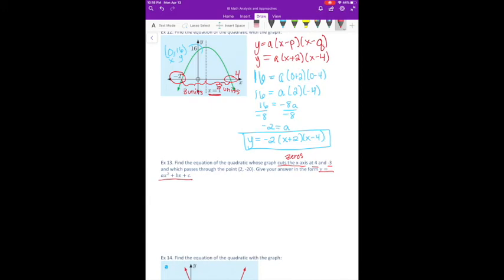And so which form do we use when we have zeros? Right, so we use factored form. So we have y equals a times x minus 4 times x plus 3. Okay, and then we need to figure out what our a is. Only this time we're not given the y-intercept, we're given a different point, but that doesn't matter. We're just going to plug in 2 for x and negative 20 for y. So negative 20 equals a times 2 minus 4 times 2 plus 3.